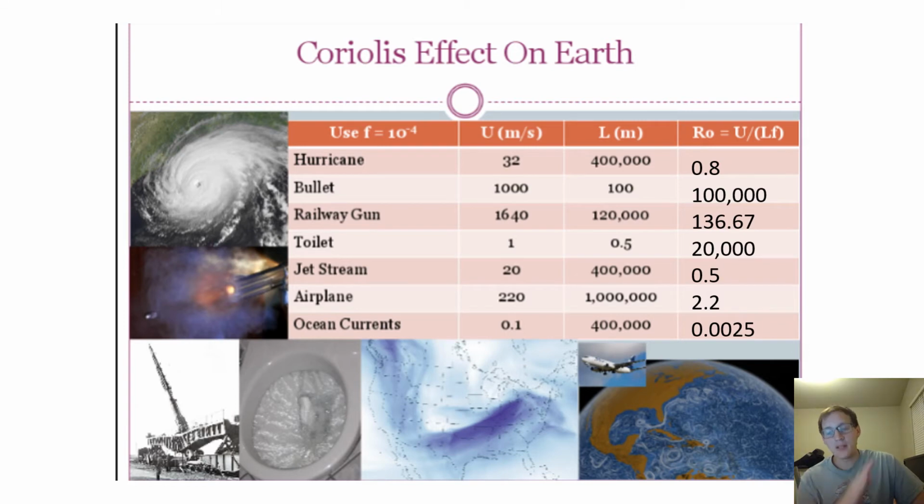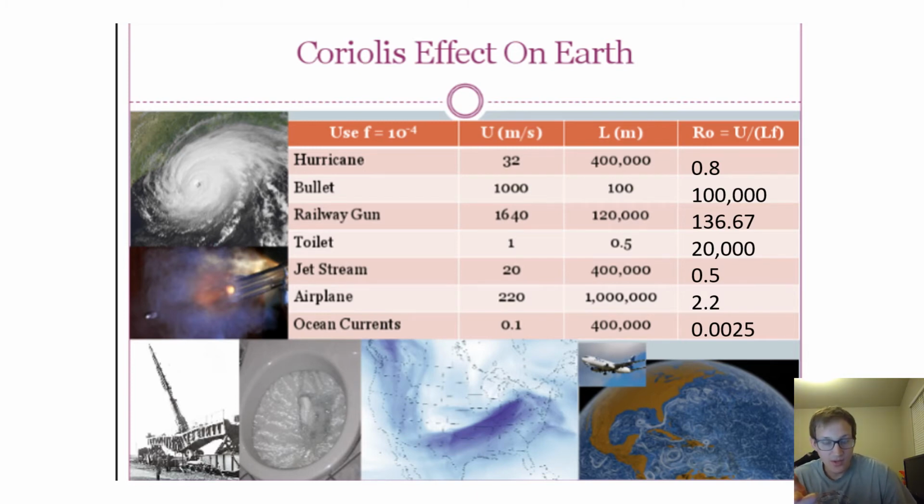Okay, but because of the rotation of the Earth, they follow more of a curved pattern rather than a straight line. Okay, other things that have high rho values, the bullet of a gun, not affected that much by the Coriolis effect. Toilets, okay, when you flush a toilet and it spins around, 20,000, not affected by the Coriolis effect that much.